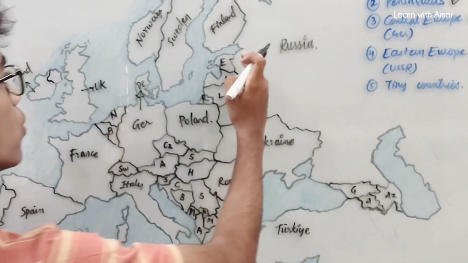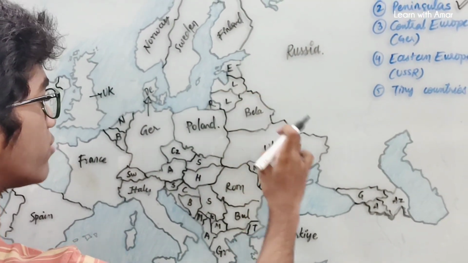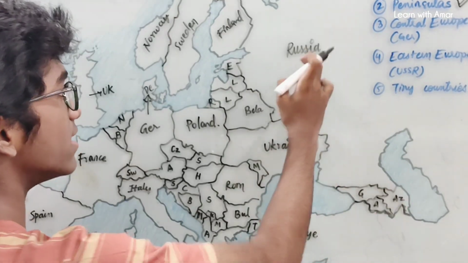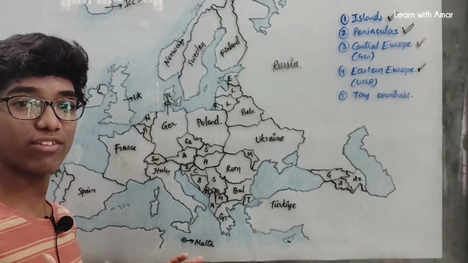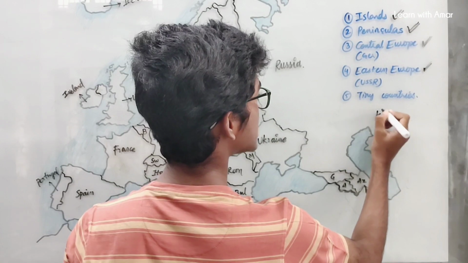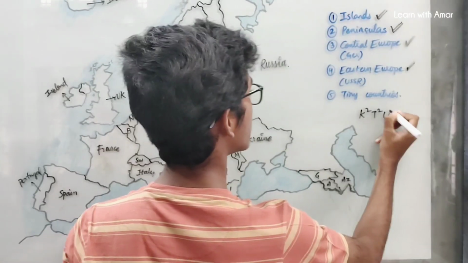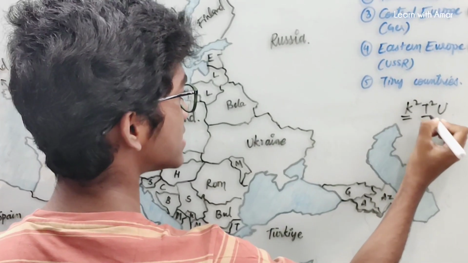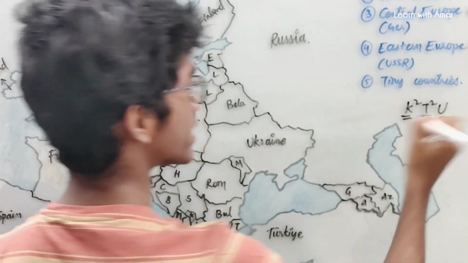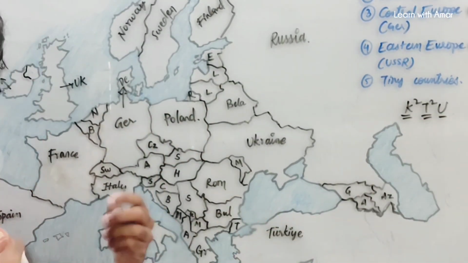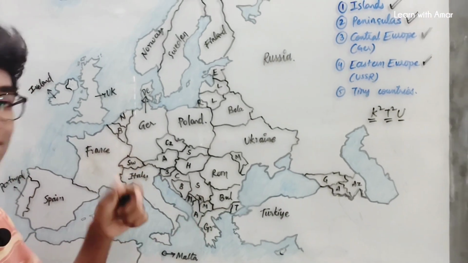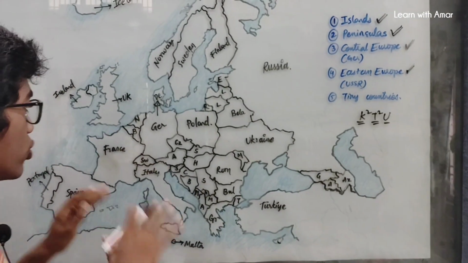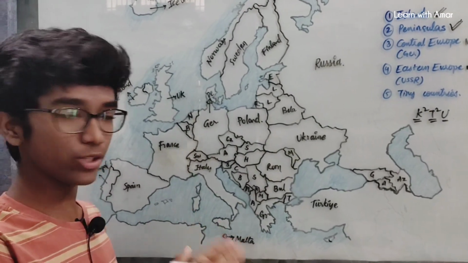Okay. So 1, 2, 3, 4, 5, 6, 7, 8, 9, 10. 10 are in Europe, and the other 5 are the K's, T's and U: Kazakhstan, Kyrgyzstan, Tajikistan, Turkmenistan and Uzbekistan. These 5 countries are in Asia that are separated from USSR. So these are the major countries in Europe.